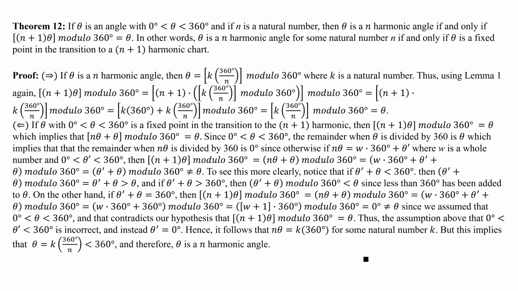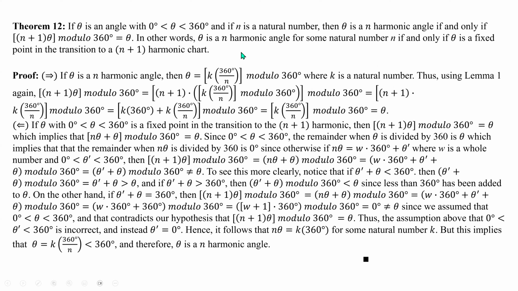Okay, Theorem 12. If theta is an angle with 0 degrees less than theta less than 360 degrees, and if n is a natural number, then theta is an n-harmonic angle if and only if (n plus 1) times theta modulo 360 degrees is equal to theta. In other words, theta is an n-harmonic angle for some natural number n if and only if theta is a fixed point in the transition to an n plus 1 harmonic chart.